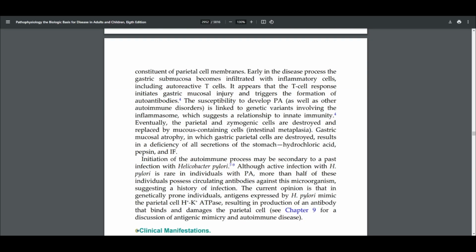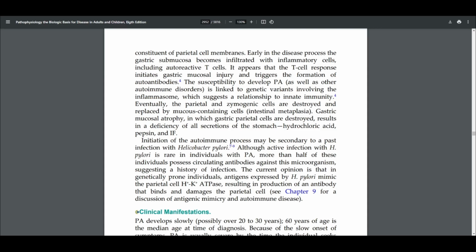Early in the disease process, the gastric submucosa becomes infiltrated with inflammatory cells, including the autoreactive T cells. It appears that the T cell response initiates gastric mucosal injury and triggers the formation of the autoantibodies. The susceptibility to develop pernicious anemia, therefore, is linked to genetic variants involving the inflammasome, which suggests a relationship to innate immunity.